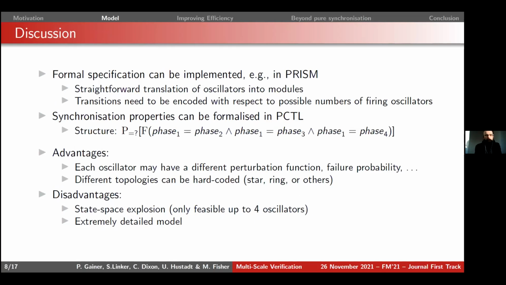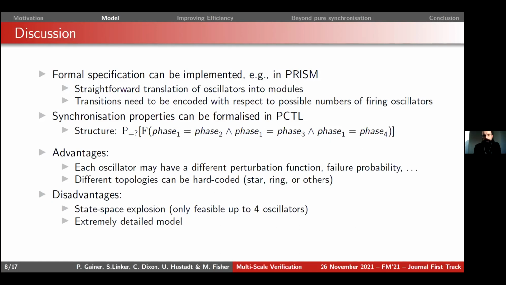However, there's a straightforward way to formalize or implement this within, for example, the language of Prism. We can translate all the oscillators into single modules, and then encode the transitions according to the possible numbers of oscillators that are firing. And then you get a straightforward way to write down the synchronization properties.